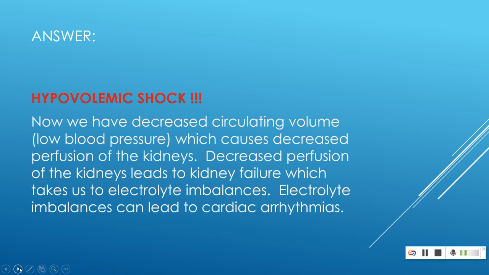Because we have decreased circulating volume, making us have a low blood pressure, and this can cause decreased perfusion to the kidneys. And decreased perfusion to the kidneys can lead to kidney failure. If we have kidney failure, we have problem controlling our electrolytes. Electrolyte imbalances, especially the potassium, can lead to cardiac arrhythmias. So you see how this all progressed? Somebody coming in, having some signs and symptoms of appendicitis, diagnosis of appendicitis. If the appendix ruptures before we take them to surgery, see how this snowballs into worsening problems.